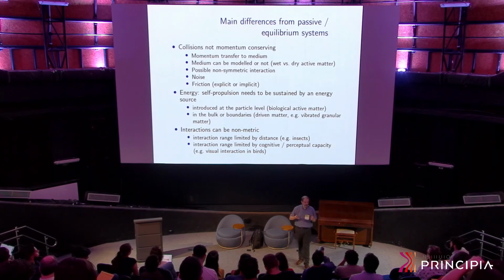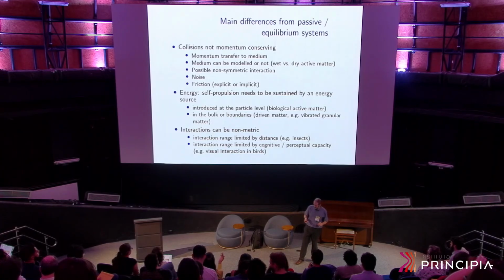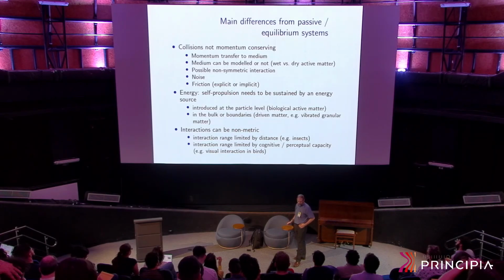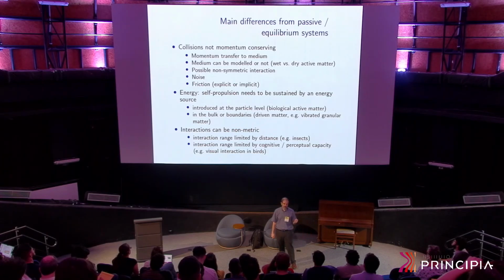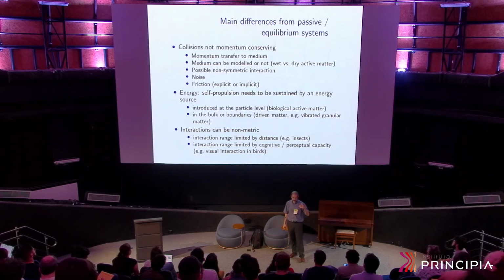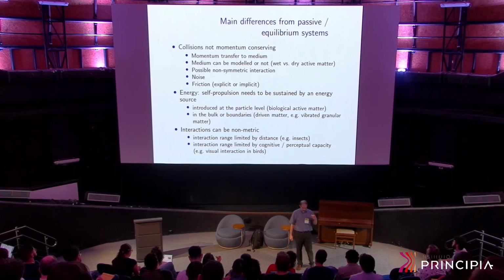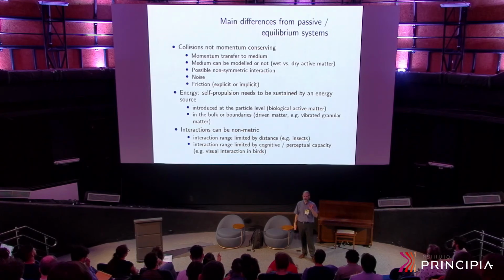The motion of these groups can be considered for short periods of time more or less stationary. Okay. Well, these are already the other point. Energy I've already talked about. So self-propulsion needs to be sustained by an energy source, which can be introduced in the bulk or the boundaries in driven matter, or, as we will do, at the particle level. In biological active matter, this energy is introduced at the particle level, typically with a very simple rule that will tell you what the speed of the particle is. Okay.